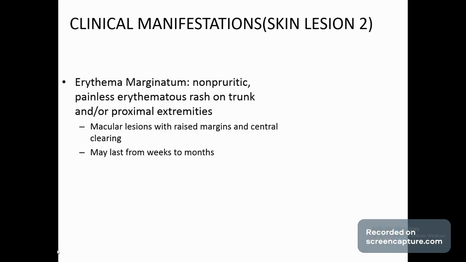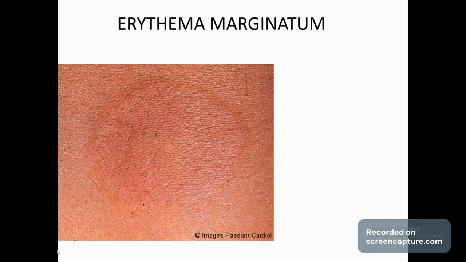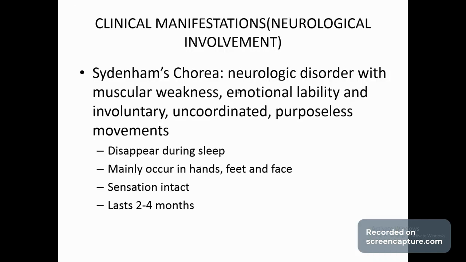Skin lesions are erythema marginatum, a non-pruritic type of lesion. You can see it has a rounded shape with a pale center and slight redness in between. It is a major criterion and a sign of the disease. This is the microscopic picture of it.